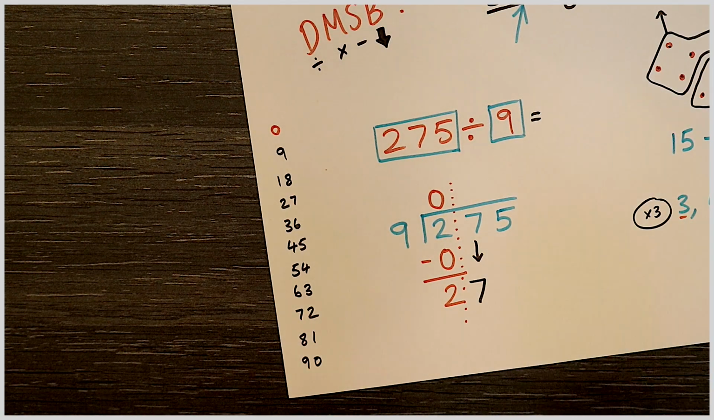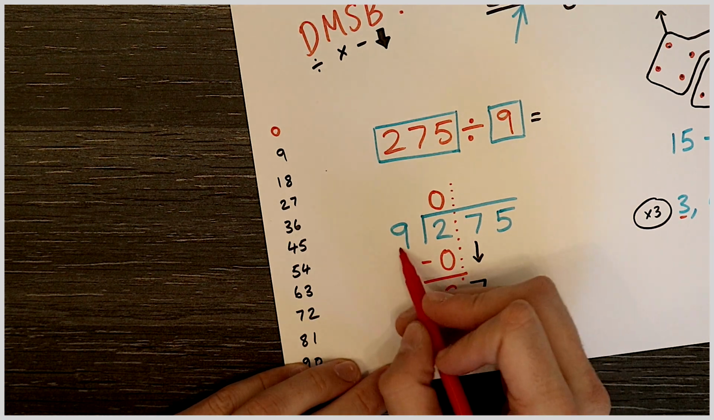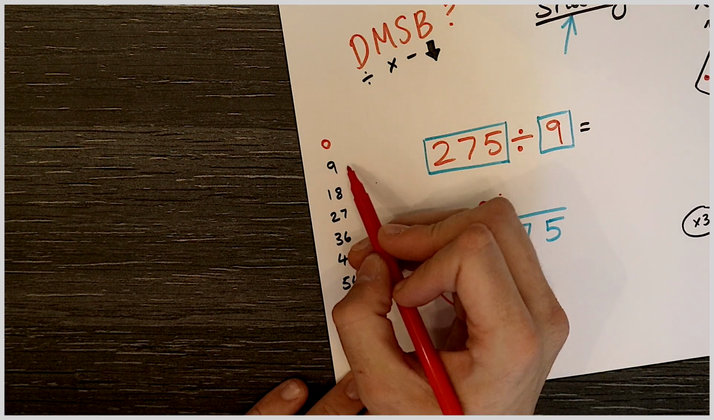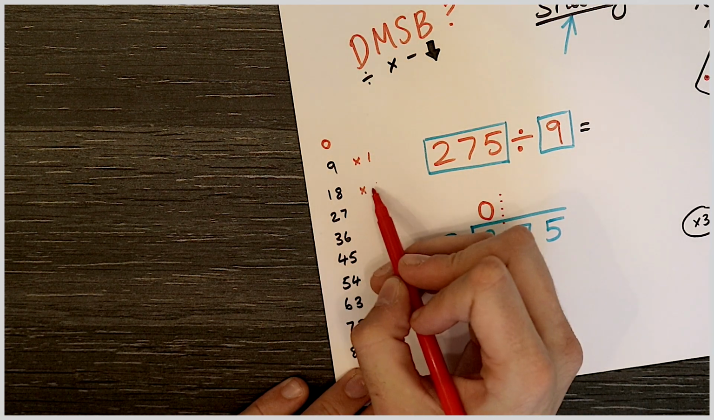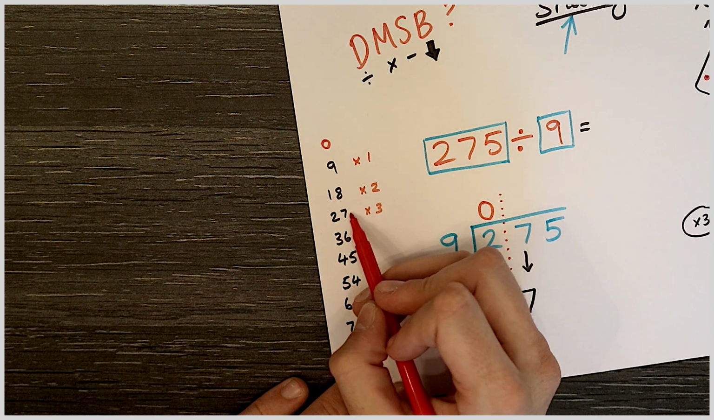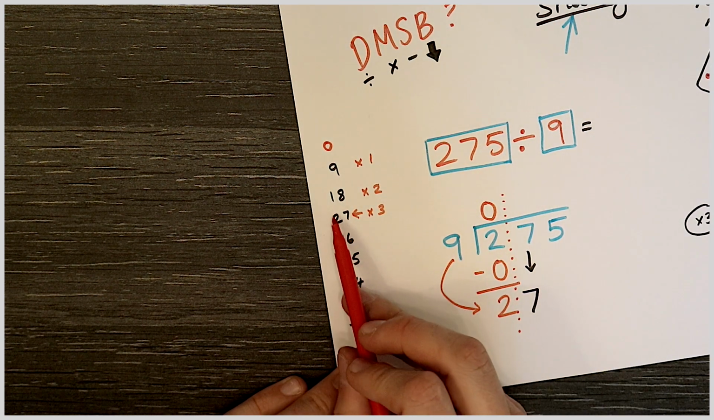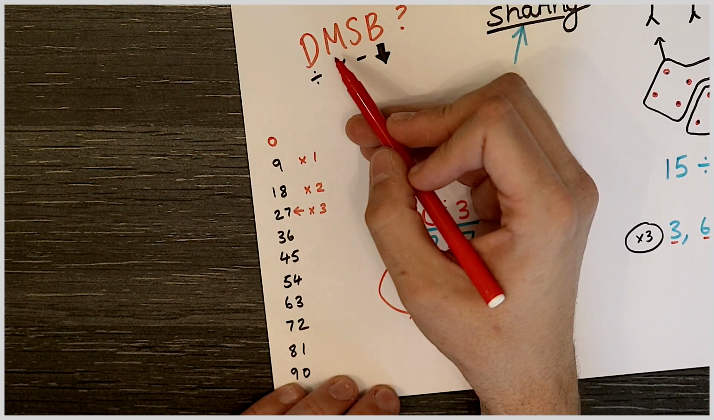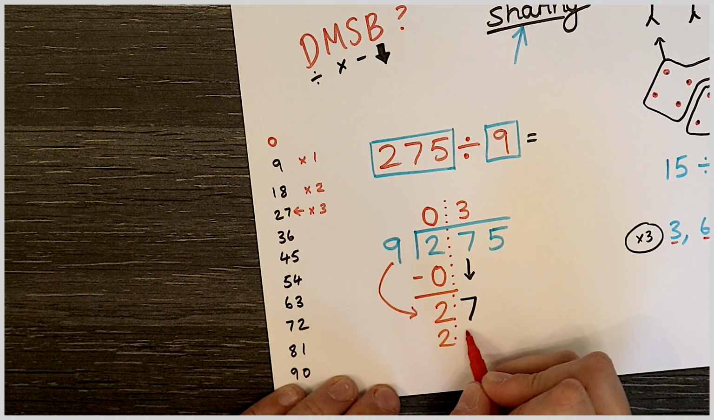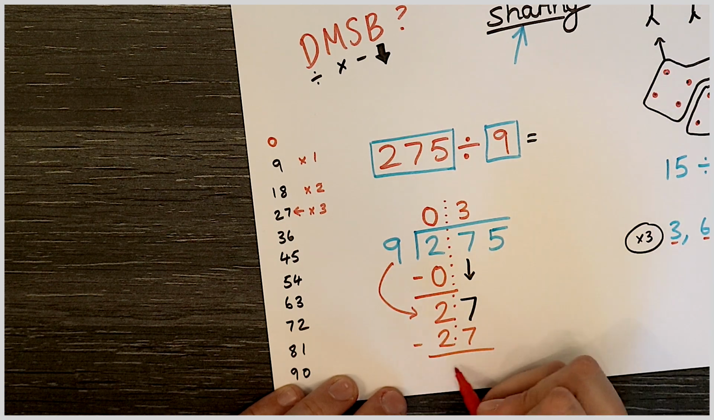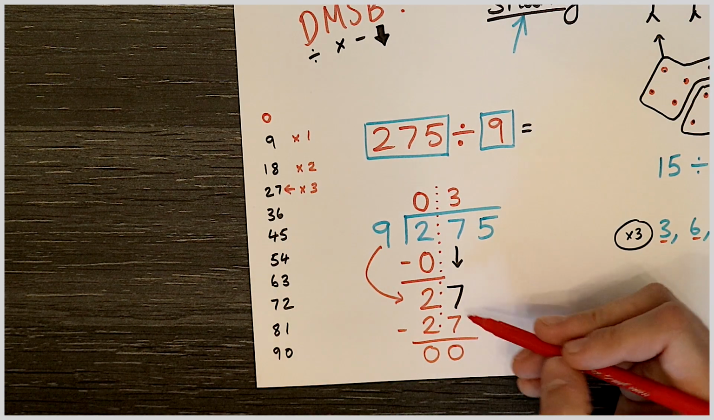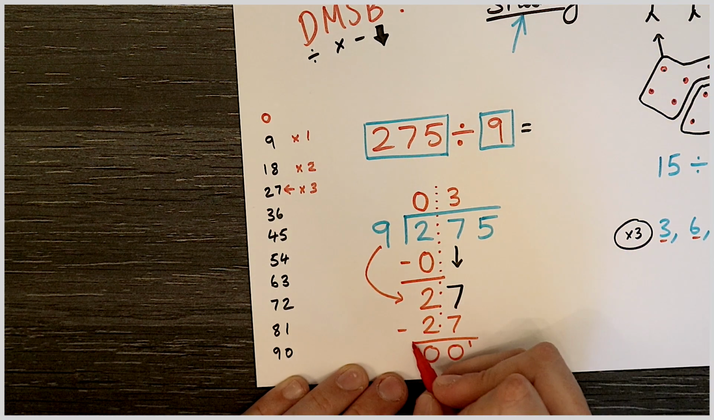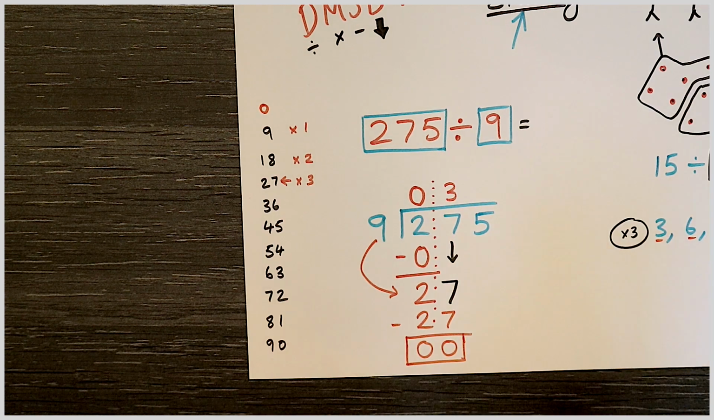Let's have a look. How many times does 9 go into 27? Well, this is nice because if you look at the times table, actually 9 times 3 is 27. It's perfect. So the answer is going to be 3. 9 times 3, let's check it with multiplication. 9 times 3 is 27. That means we have nothing left over, because 7 take away 7 is nothing, 2 take away 2 is nothing. So we have nothing left over.